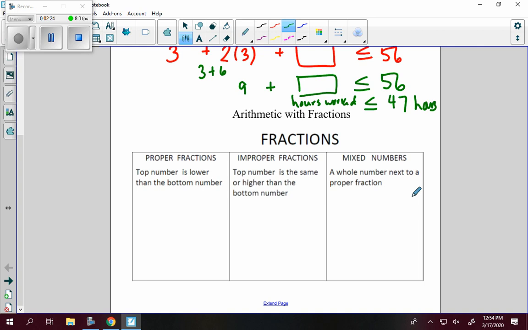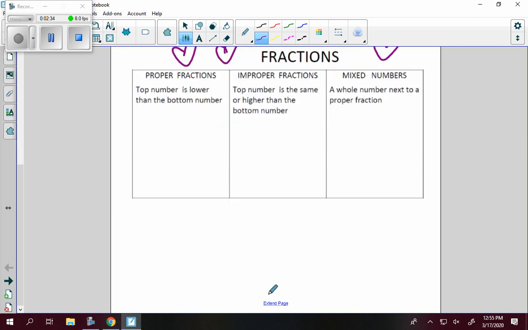All right, so we're going to start right in with fractions. Fractions are my favorite. Oh, I love me some fractions. Okay, okay, okay. So fractions, I like fractions because nobody does. So there are 3 types of fractions, as you see here. There are proper fractions, improper fractions, and mixed numbers. We're going to first talk about proper fractions.